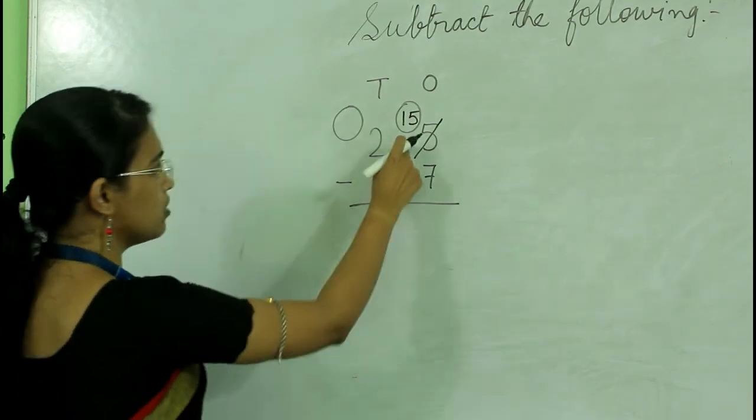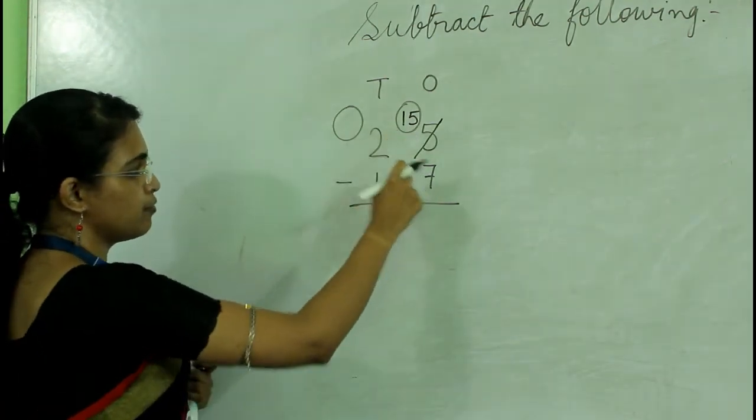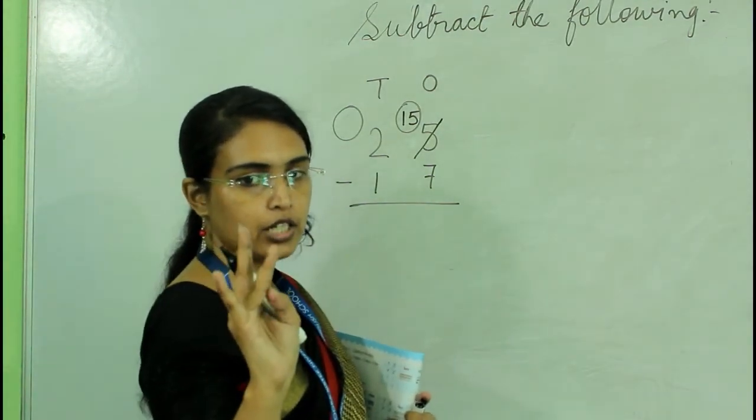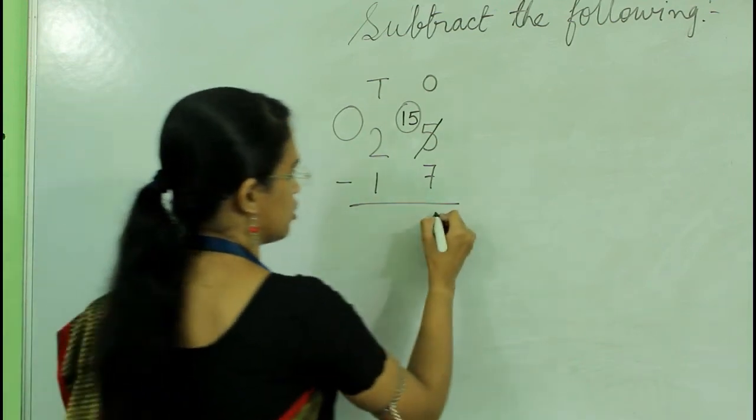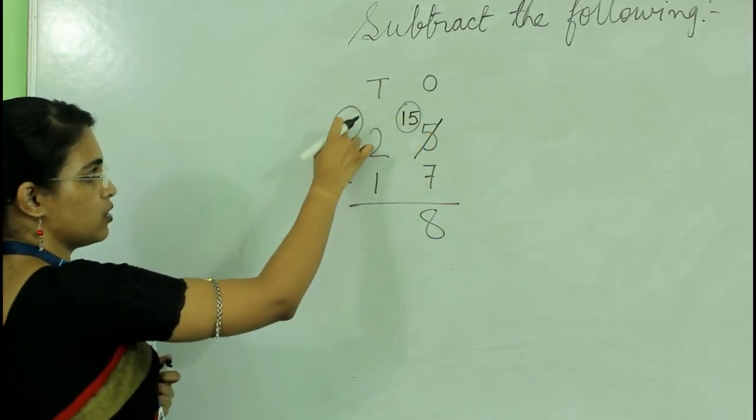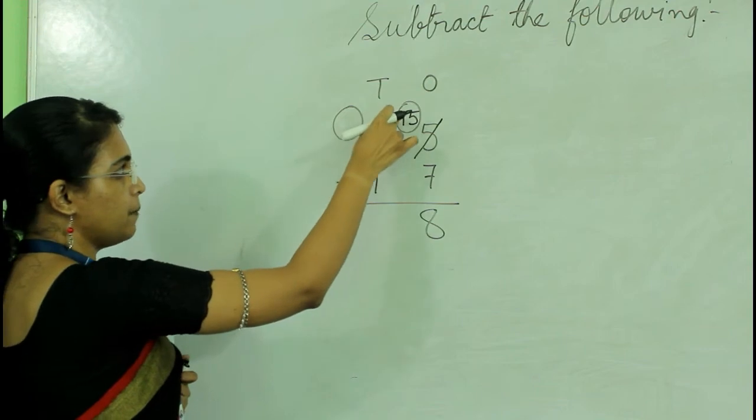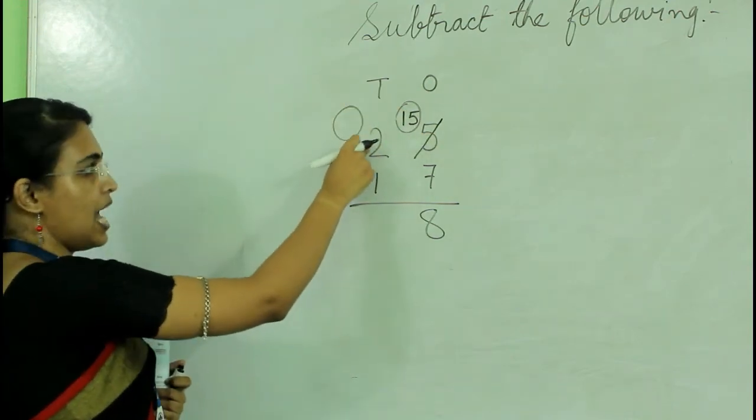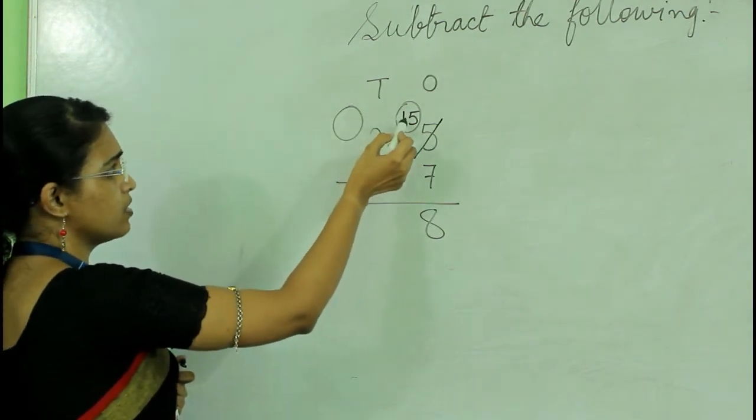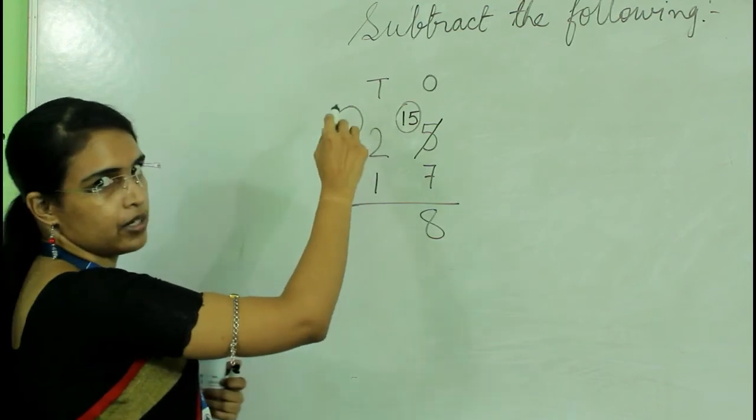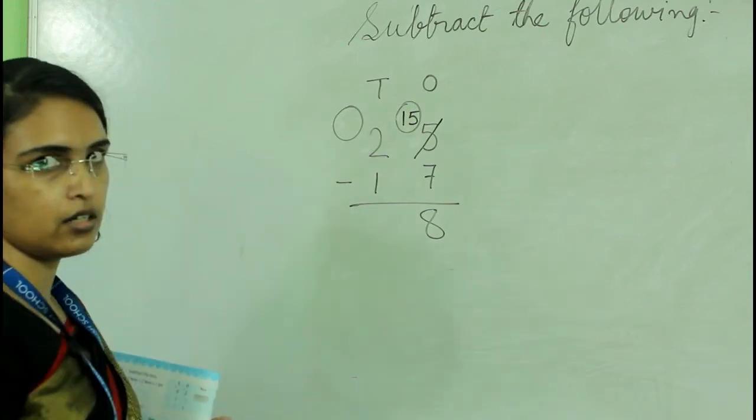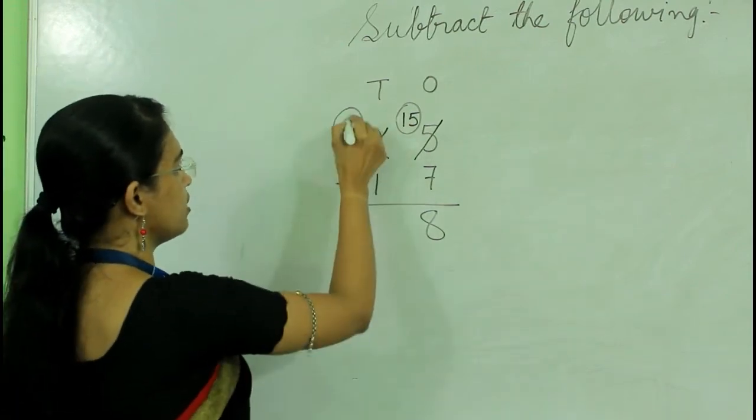Okay. Now you can subtract 7 from this 15. So after 7, 8, 9, 10, 11, 12, 13, 14, 15. So the answer is 8. And whatever you have carried, this carry will go from ones place to tens place, and we have to add this carry to the first number which is present in the tens place. So when you add 1 to 1, the answer you will get 2.